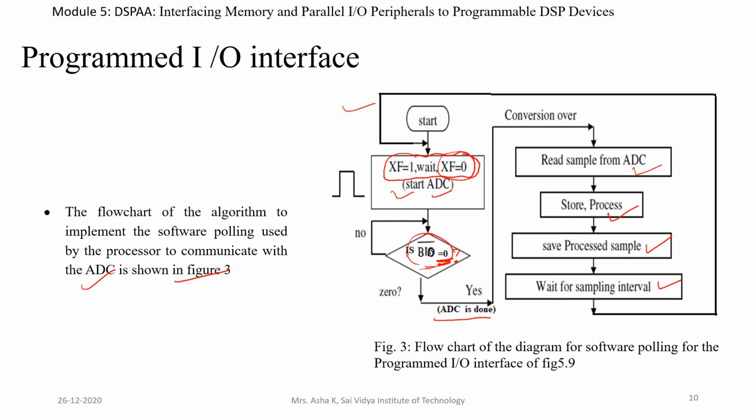Once the wait for the sampling interval is done, it again goes to check, and the process repeats for many different samples. So this is the programmed input output interface of the DSP processor with the A to D converter.